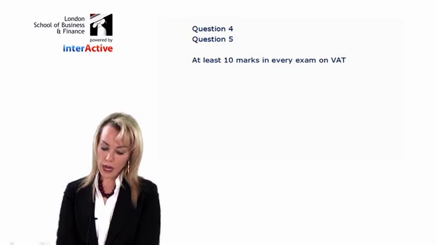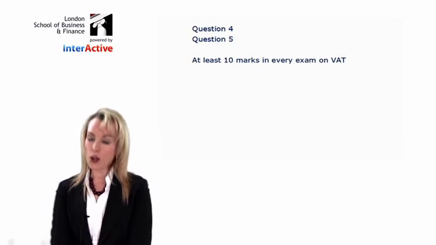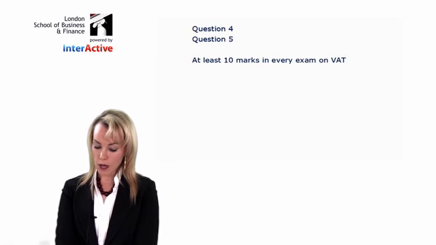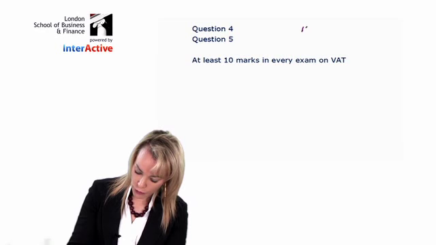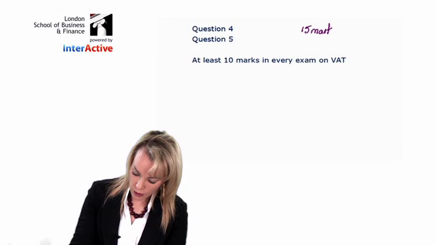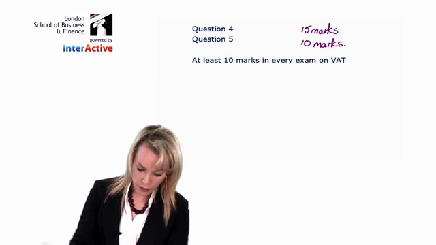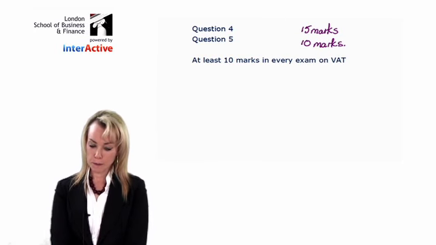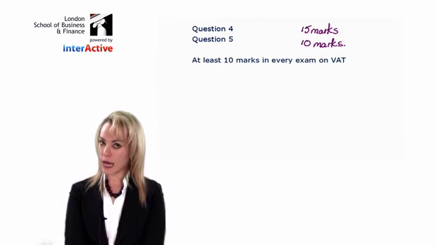Questions 4 and 5. Now, those are the 2 questions that we don't know what they're going to be on. They could be on absolutely anything. What we do know is that one of them is 15 marks and the other one is 10 marks. So question 4 is always 15 and question 5 is always 10. So questions 4 and 5 can be on absolutely anything.